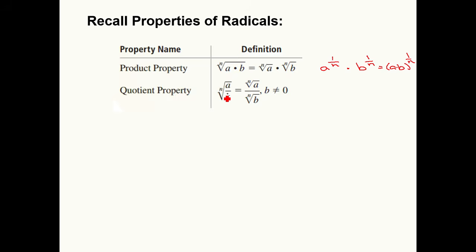And the same is true for the quotient property. If I have the nth root of a quotient, of a fraction, that is the same thing as the nth root of the numerator over the nth root of the denominator, and it comes from the same exponential properties.